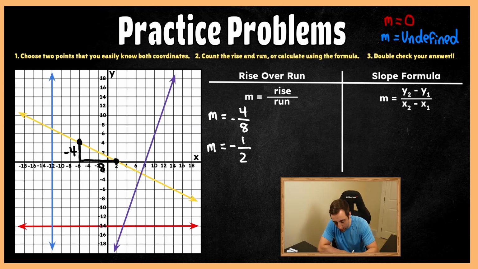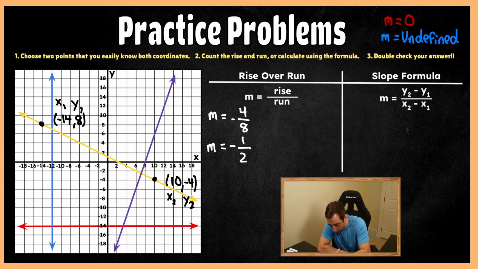Now let's go ahead and calculate it with slope formula. That way we know we get the same exact final answer. So I'm going to pick 2 different points. Let's say I pick this one down here, and let's do this one all the way up here. So that one is going to be (-14, 8), and this one down here is going to be (10, -4). We'll label this as x1, y1, x2, y2. We'll plug it into our formula.